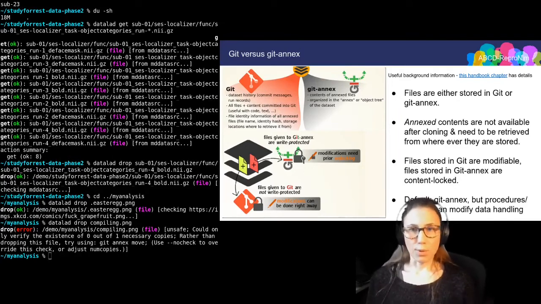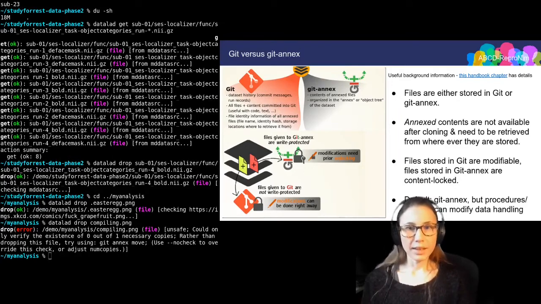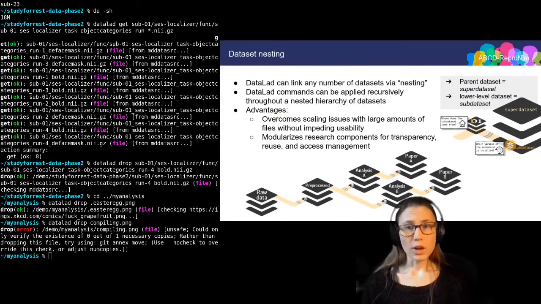It basically works out of the box for me. Now, the next feature that I want to highlight is that DataLad can link any number of datasets together. We call this nesting because with this feature, a dataset can include other datasets in a hierarchical order.